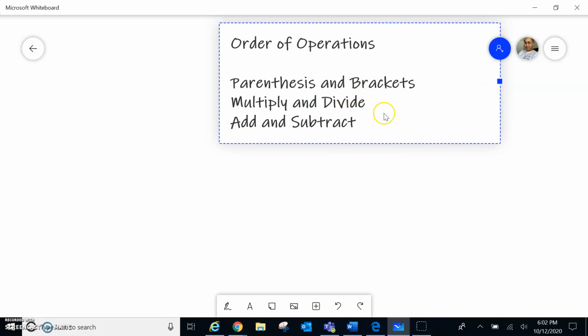And then the last thing would be to add and subtract. And again, just like with multiplication and division, you add and subtract from left to right. So whatever comes first is what you would do first.